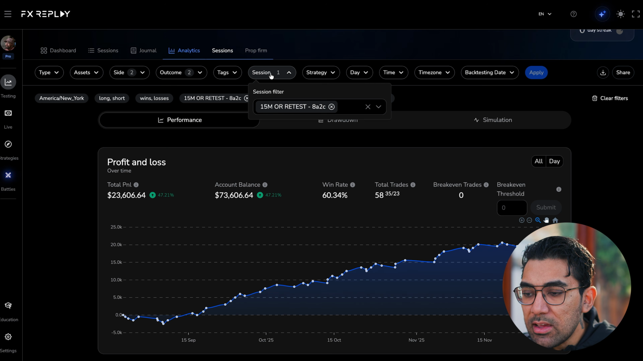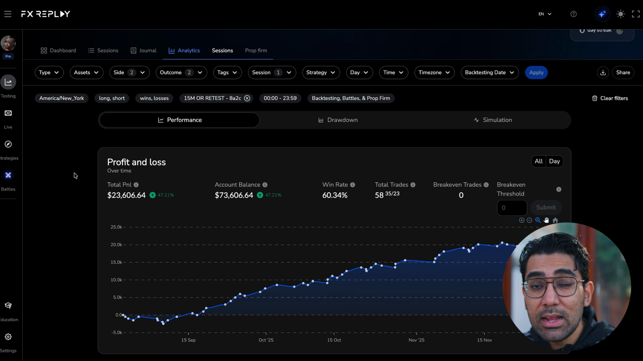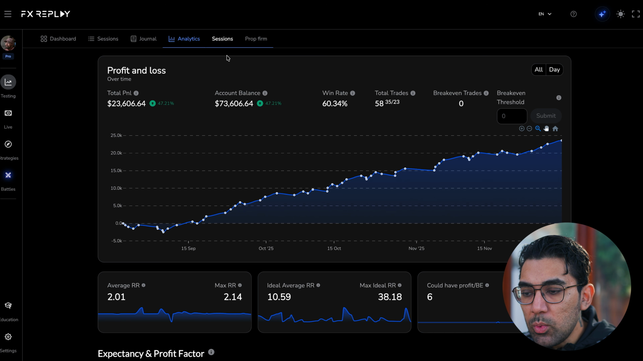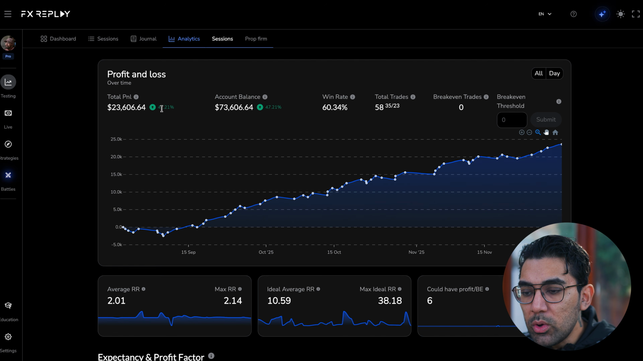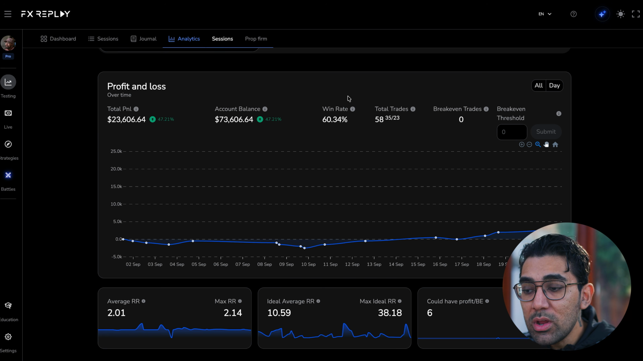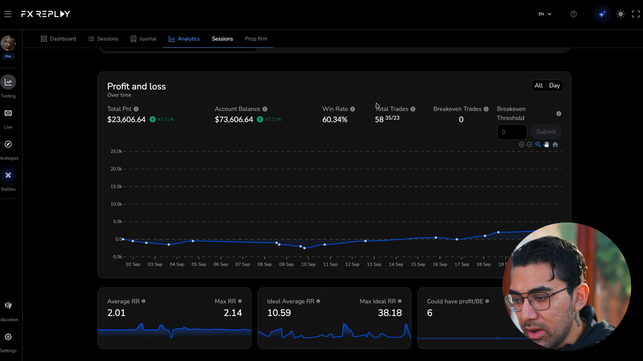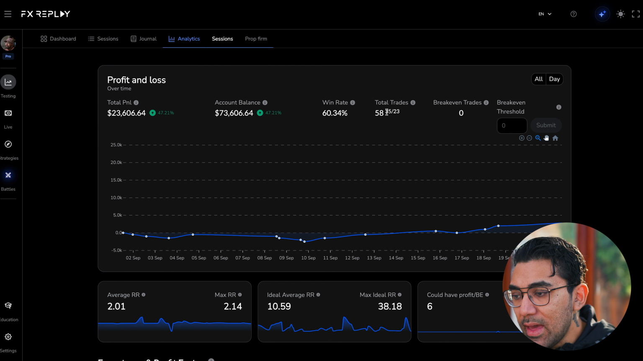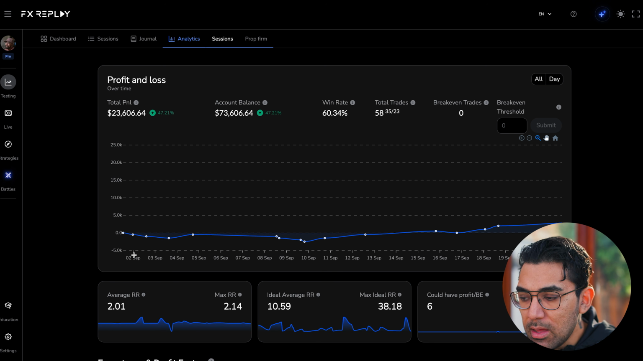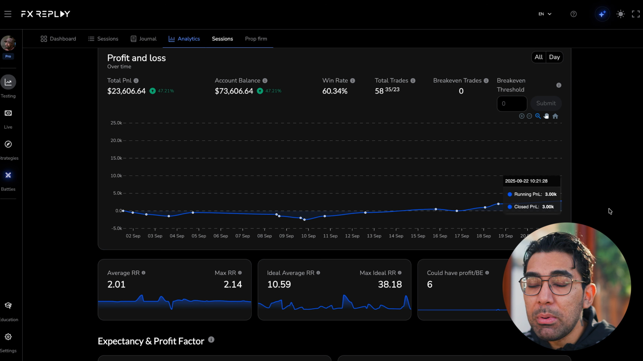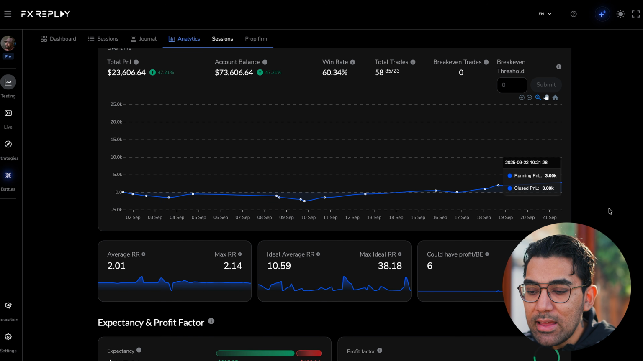So you can see if I drop down my session, you will see 15-minute opening range retest. That is the actual strategy that I'm trading at the moment. And let's just take a look. We had a total P&L on this of $23,000. So that's a 47% growth, 60.34% win rate with a total number of trades, 58 trades. And that is over a 3-month period. So we took it from September all the way into the end of November. Quite a good period of time to test this model out and test this data out.